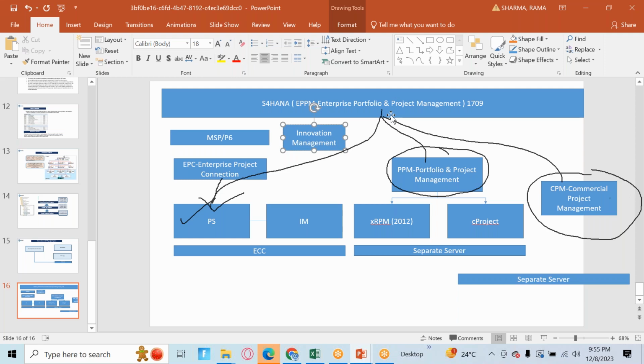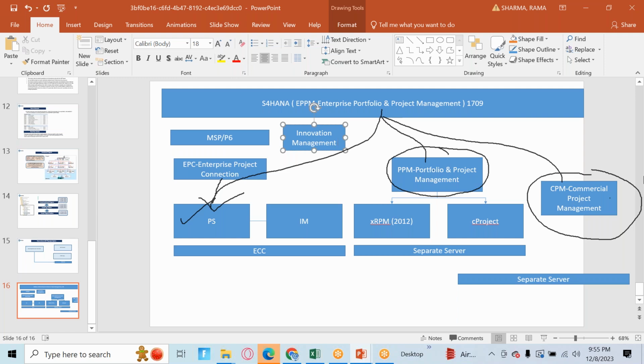Now in S4HANA, everything is coming in one box: your PS, PPM, CPM, EPC, innovation management. If it is cloud, then innovation management will also be there. If it is on premise, innovation management will not be there. So these four modules will be there: EPC, PS, portfolio and project management, and CPM, commercial project management.